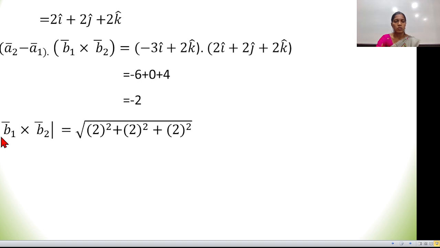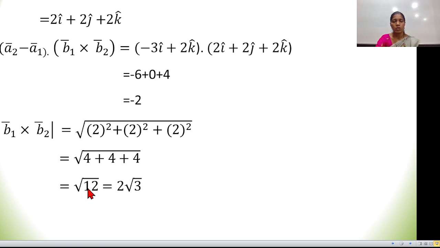Now to find out the magnitude of b1 bar cross b2 bar, we get the square root of the i coefficient 2 square plus the j coefficient 2 square plus the k coefficient 2 square. So we get root of 4 plus 4 plus 4, which is root 12. And we know that the square root of 12 we can write as 4 into 3, and the square root of 4 is 2, so 2 root 3. This is the value of the magnitude of b1 bar cross b2 bar.